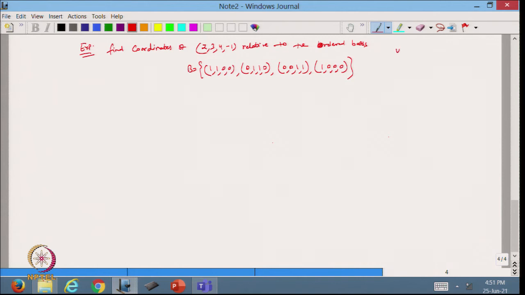this vector V, which is basically 2 3 4 minus 1. It belongs to R4, which we already know. So, it is a basis of this space. It means that these vectors are linearly independent and span the whole of R4. So, that is the basis. Now, I need to find the coordinates of this vector related to the ordered basis.